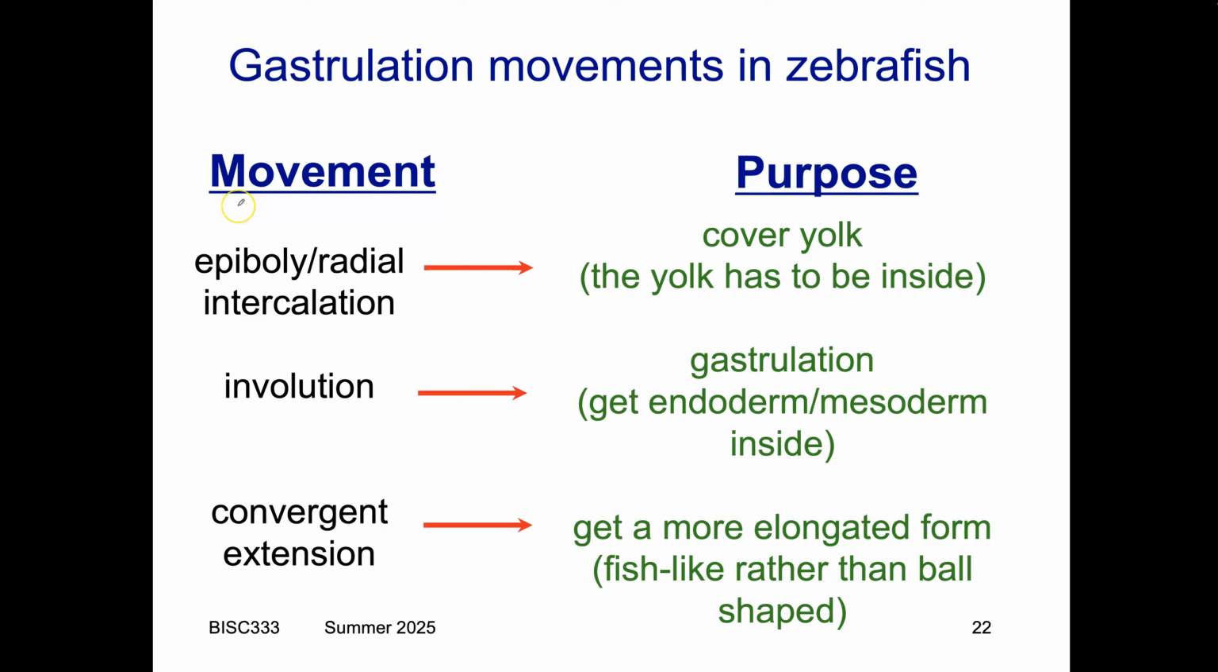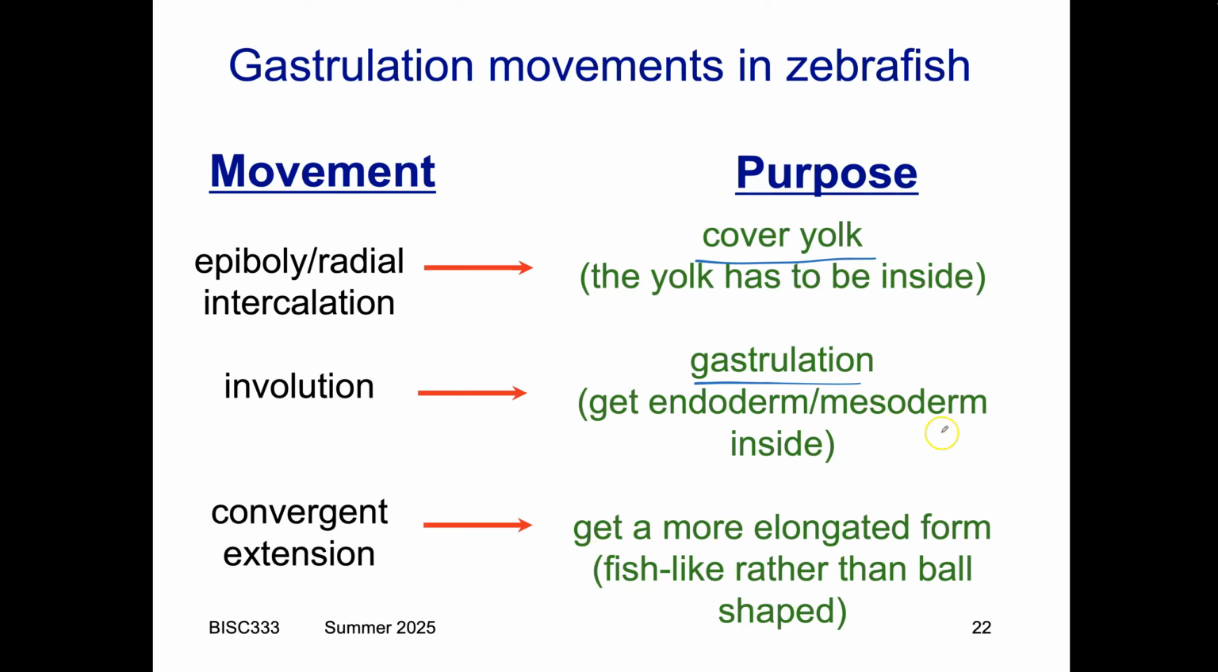Okay, so this is just a summary of those movements and the reason for them. The epiboly and the radial intercalation is to basically cover up the yolk. The yolk needs to be inside because as the embryo develops, it's going to be feeding off of the yolk. And then involution is basically the process of gastrulation, and that is the endoderm and the mesoderm needing to be moved to the interior so the endoderm can form the gut, the mesoderm can form notochord, the somites, and then eventually bones and muscles and internal organs and all that sort of thing.